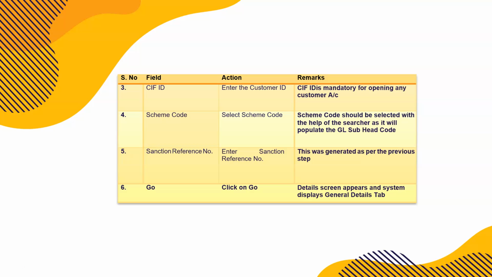This may vary from bank to bank. If there is a reference number, there is a menu command CBRSC wherein you can generate this sanction reference number.